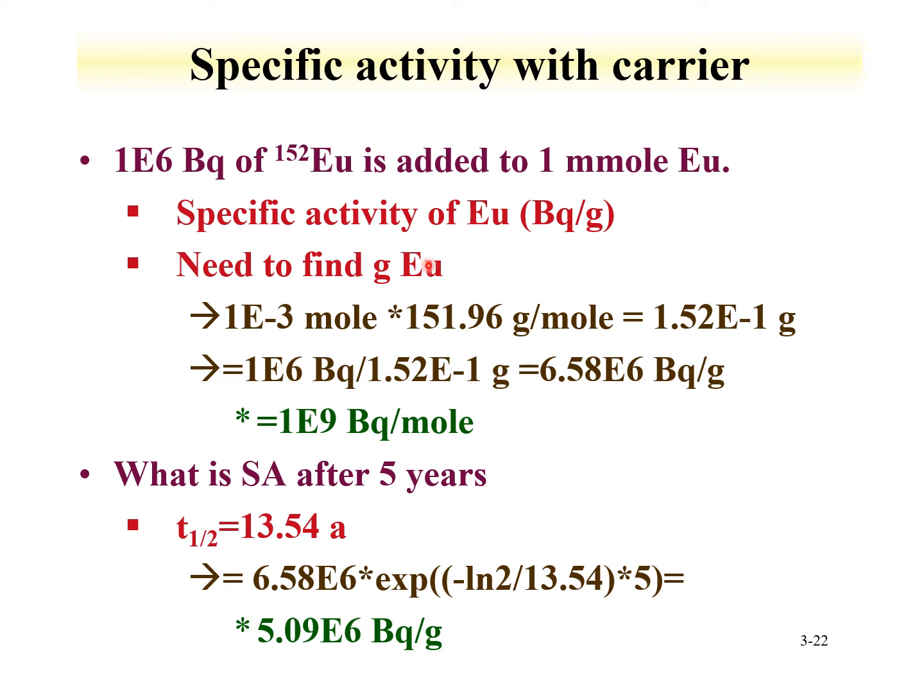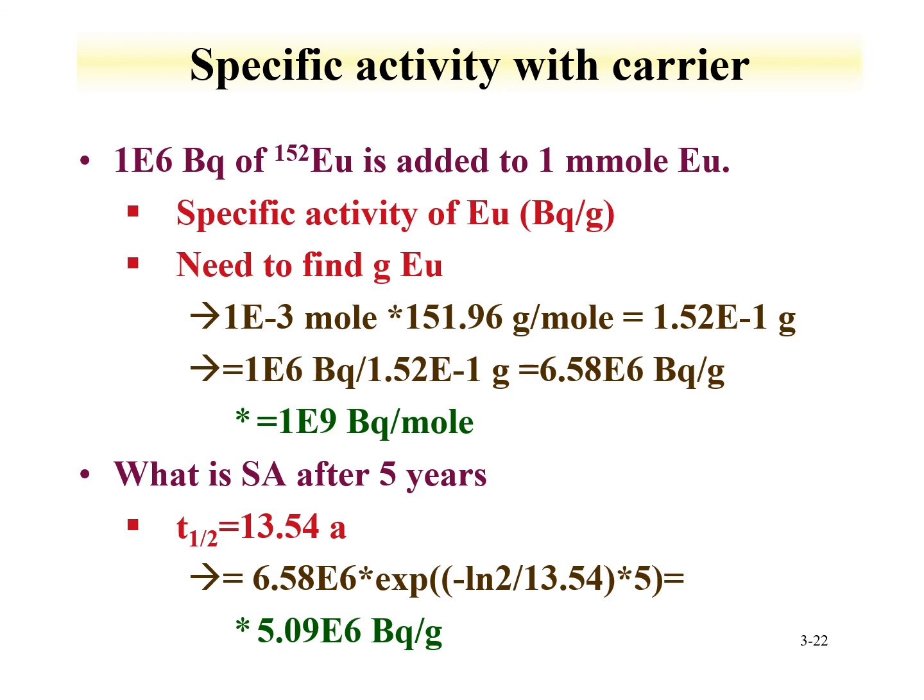So I could get the specific activity of the europium in becquerels per gram. So how many grams of europium are present? Well, the amount of europium that I'm adding, the mass of the 152 is insignificant compared to the stable europium. So I have 1 times 10 to the minus 3 moles of europium. This is my molecular weight. I have so many grams. And I put in 1,000,000 becquerels divided by so many grams. I get 6.58 times 10 to the 6 becquerels per gram.